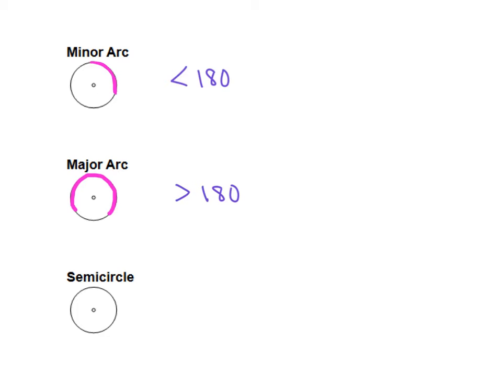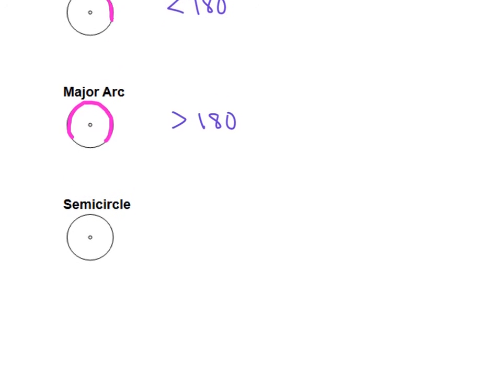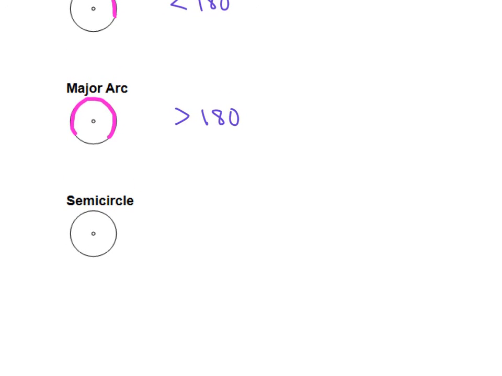Then we have something called a semicircle. You guys have heard this before. A semicircle is where it equals 180. And when we draw that, that is going to be exactly half of the circle. That's 180. It could be anywhere on the circle, but that equals 180. So it is a very specific type of arc because we know exactly what the measurement is.